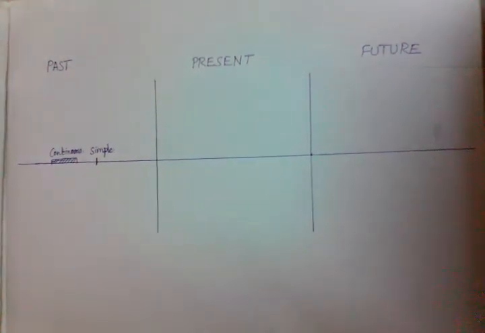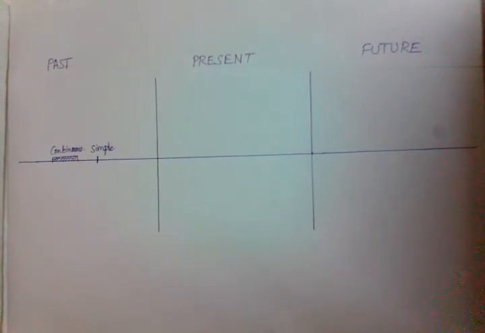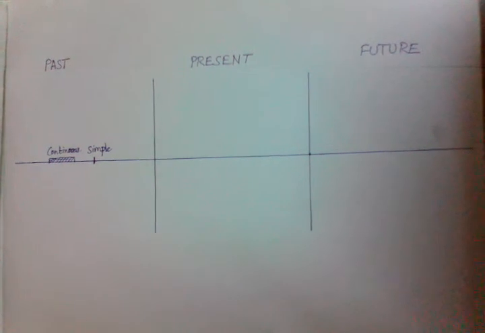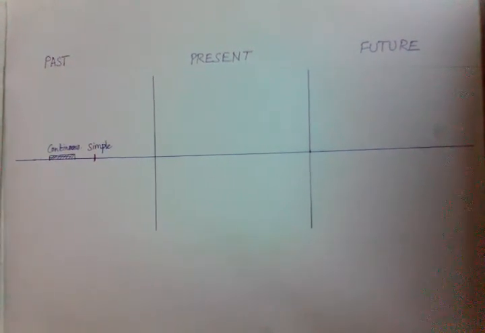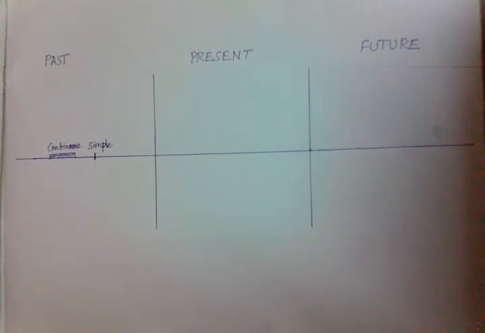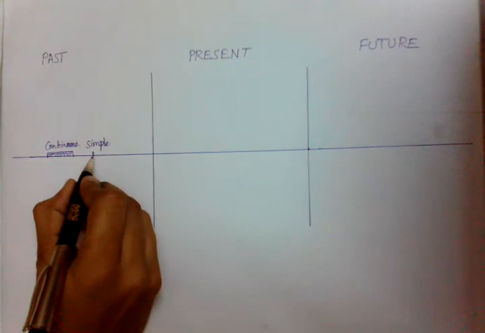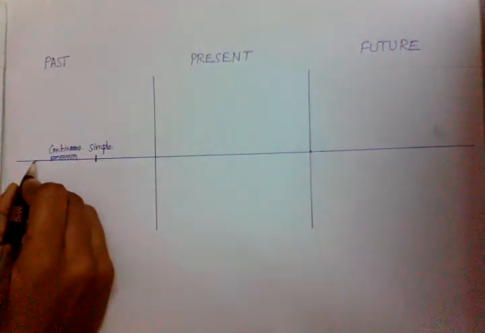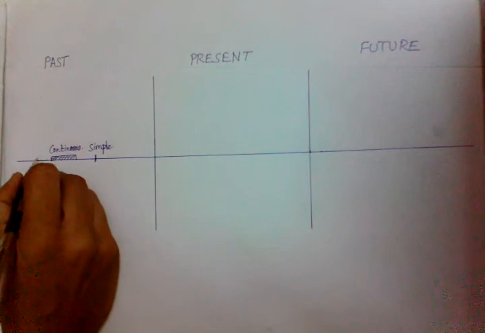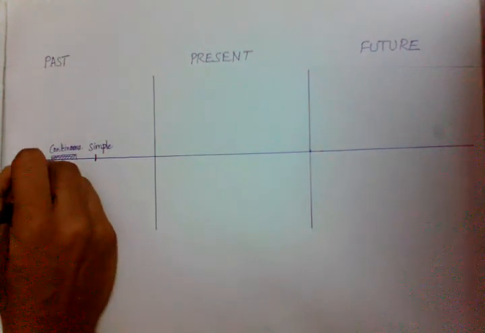The next one is past perfect. When you're talking about something that happened at a particular point of time in the past, you use past perfect. For example, she had gone to school. Now, the difference between simple past and past perfect is that you use past perfect when you want to refer to something that happened before something else in the past. So I'm going to put a point here because this is simple past. So I can put a point anywhere before this. So let me put it here and call it perfect.